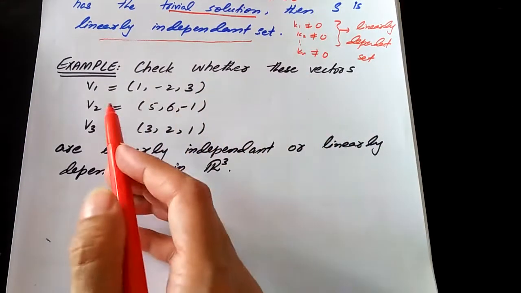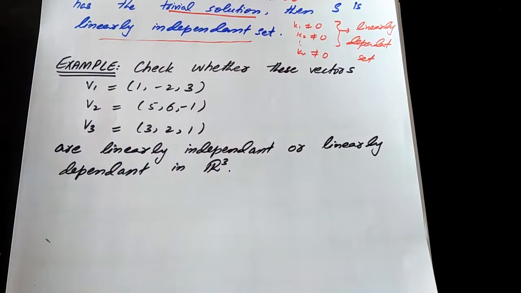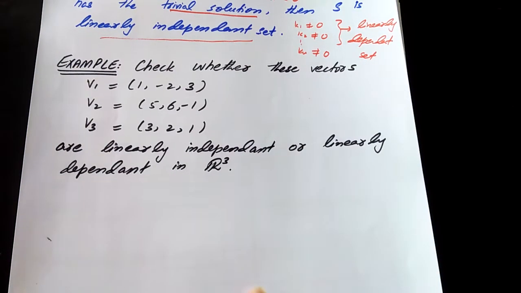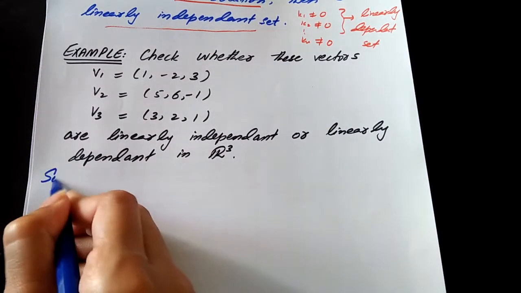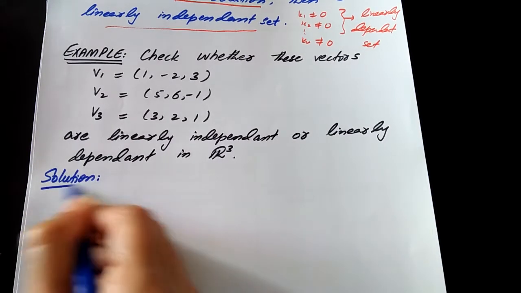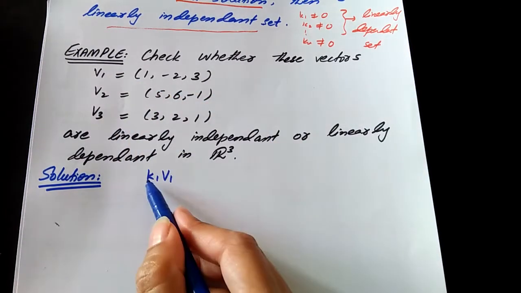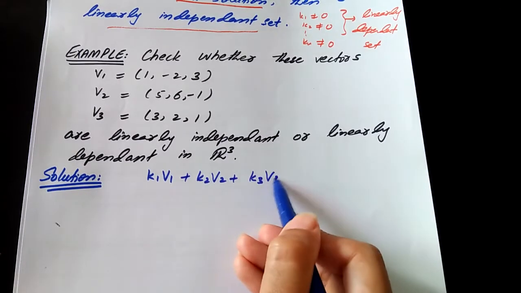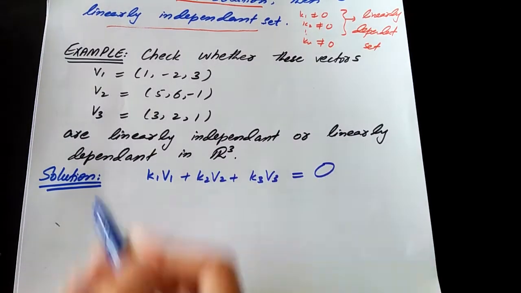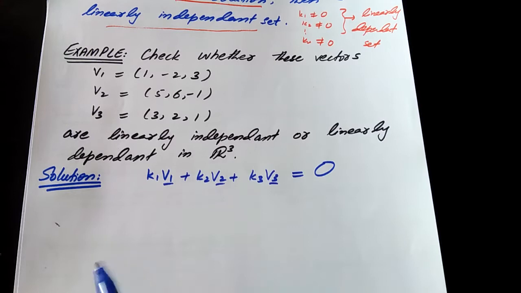Check whether these vectors v1, v2, v3 are linearly independent or linearly dependent in R3. For checking that, first of all you have to write down the vector equation. And what is your vector equation? Your vector equation is k1 v1, and since you have 3 vectors, you will write up to k3: k1 v1 plus k2 v2 plus k3 v3 equals the 0 vector. Now fill it in. In place of v1, v2 and v3, put their values.